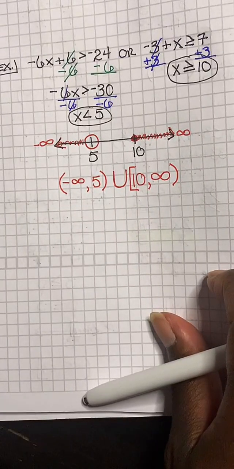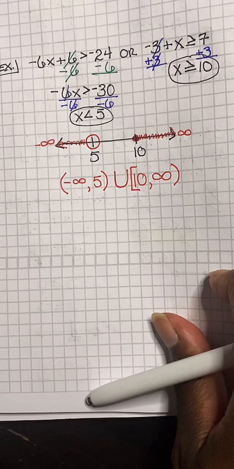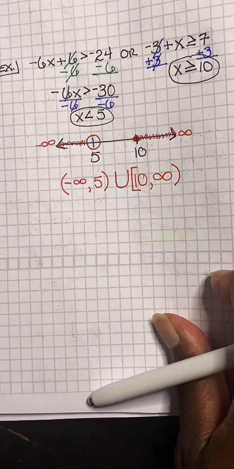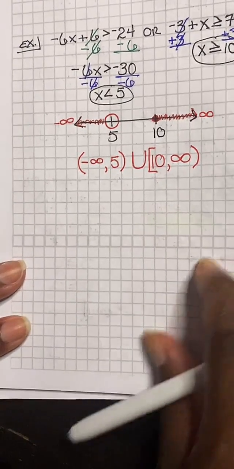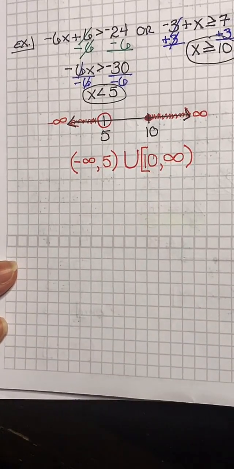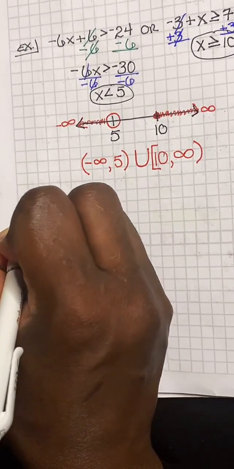All right, so let's try another or. What I'm going to do is have you guys solve it, and then we can graph it together. Yeah, of course I got you, Millie. Don't you worry, Millie. I got you.